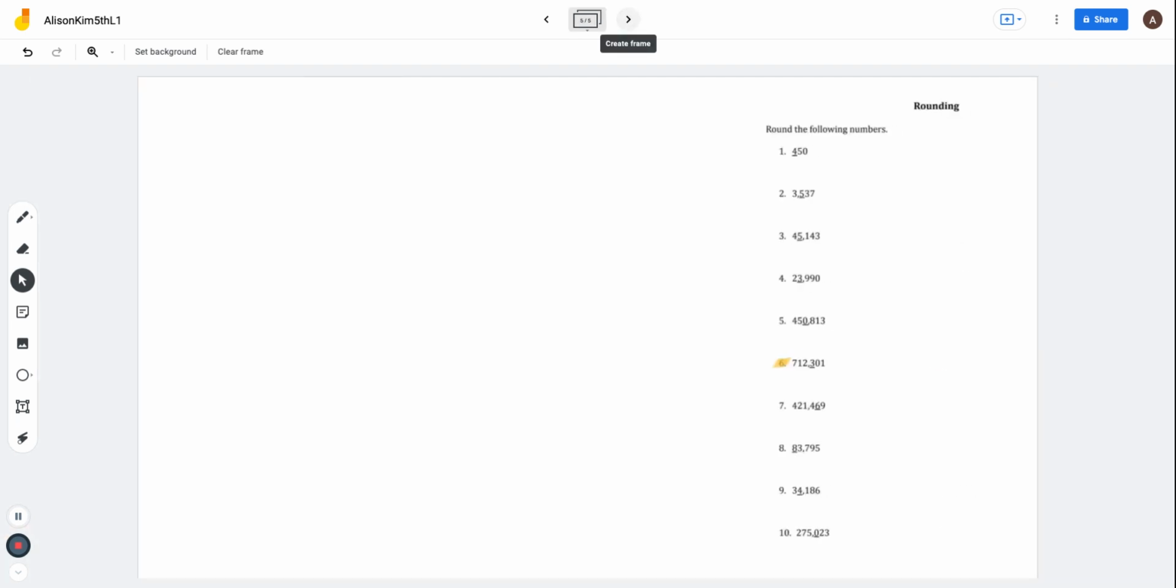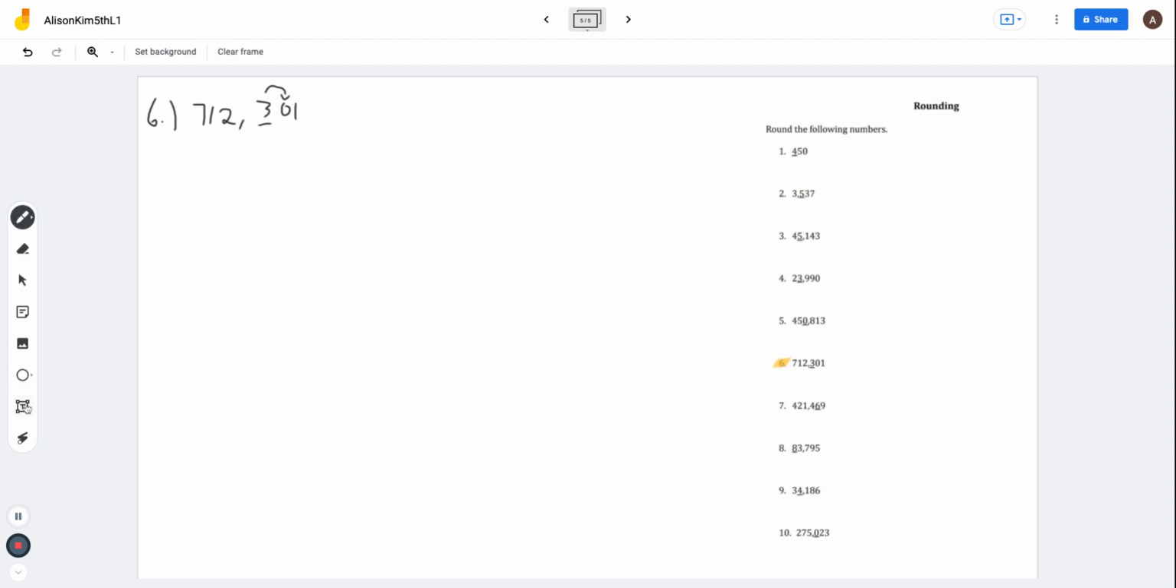Now we're going to move on to rounding. For rounding, it gives you these underlined numbers, and we're going to do number 6 together. Number 6 gives us 712,301. And as we can see, out of all these 6 numbers, 3 is underlined. So that is the number that we want to round. And if we want to round that number, then we have to look at the number right behind it, or right to the right of it.